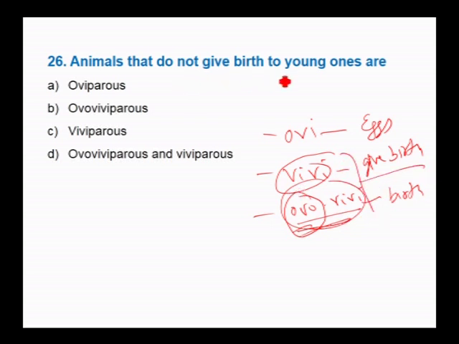Animals that do not give birth to young ones: ovoviviparous animals give birth to young ones, and viviparous animals give birth to young ones. See, both B and C give birth to young ones. Therefore, those which do not give birth to young ones are oviparous animals. Therefore, the answer is oviparous.